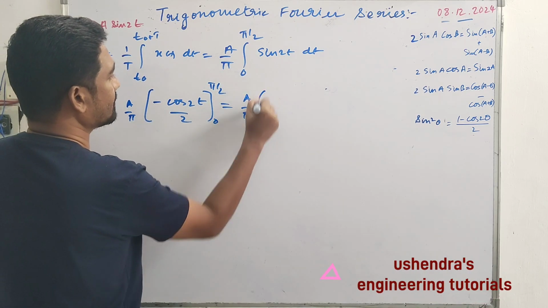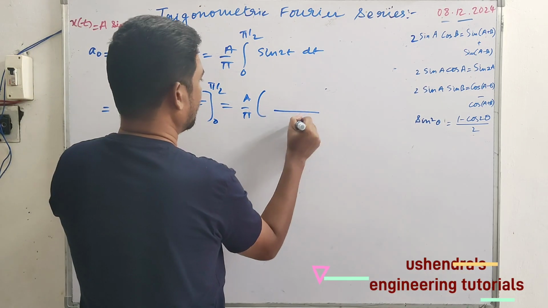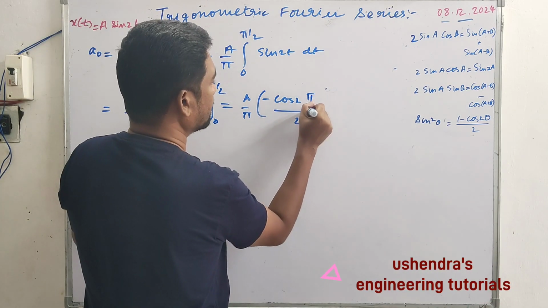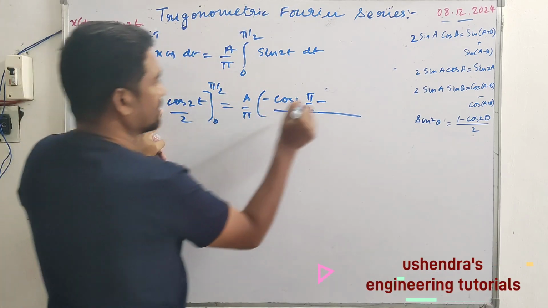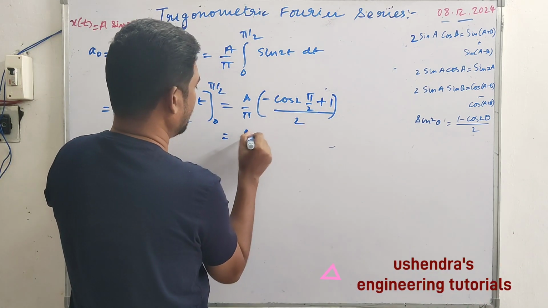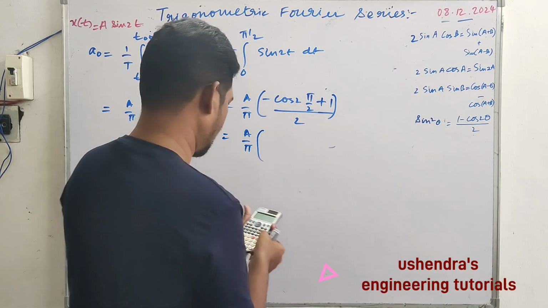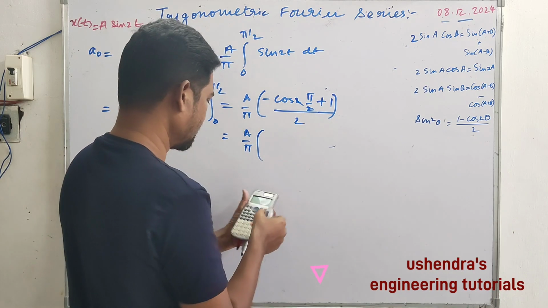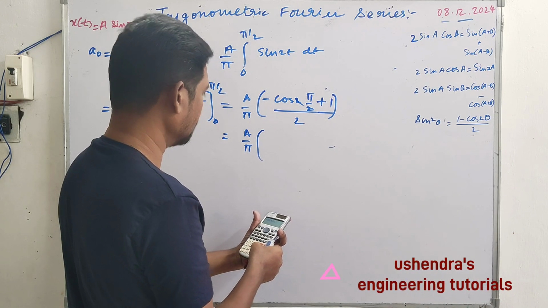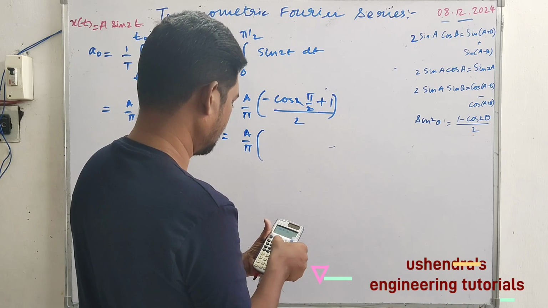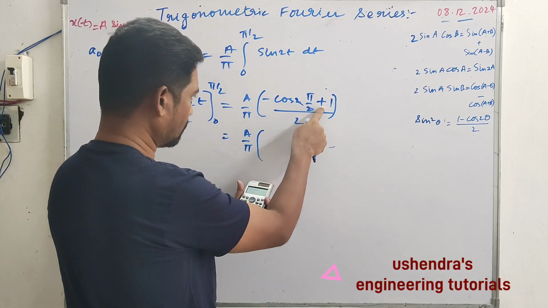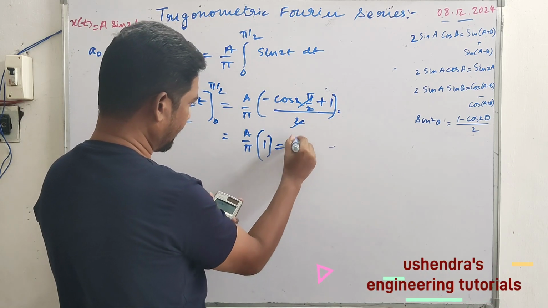So a by pi as it is. Plugging in the upper and lower limits, we have 2 over here, minus cos 2 times pi by 2, since pi by 2 goes in for t, minus the lower limit, and since we already have a minus, that will be plus cos 0, which is 1. So a by pi. This 2 gets cancelled, so we have minus cos pi plus 1. Calculated in radians, minus cos pi plus 1 is 2. 2 by 2 is 1. So we have 1 over here. Finally, it's a by pi.